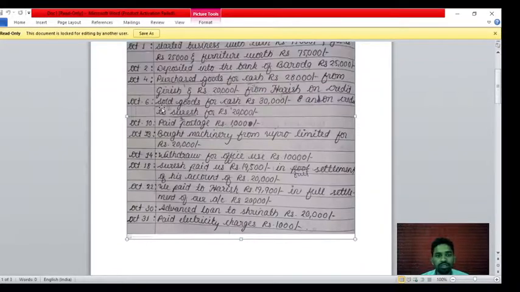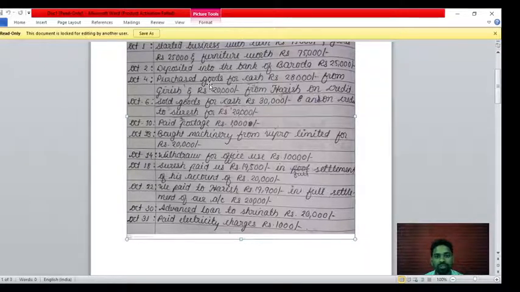Now see the third transaction: on 4th October purchased goods for cash rupees 28,000 from Girish and rupees 20,000 from Harish on credit. In this transaction also more than two accounts are affecting. This is a purchase transaction, and in this entry the cash transaction is there as well as the credit transaction. Now how to pass the journal entry?